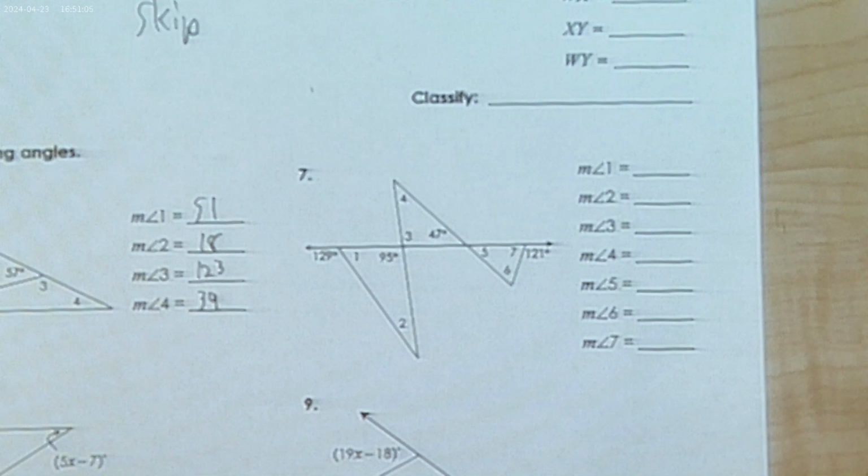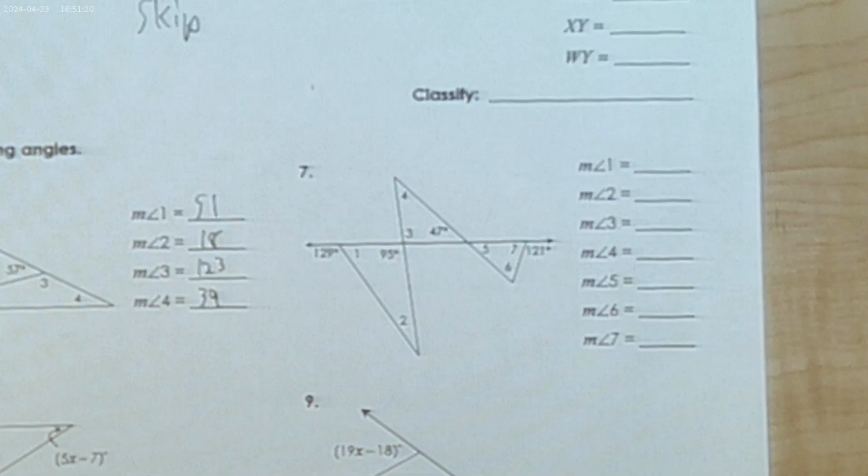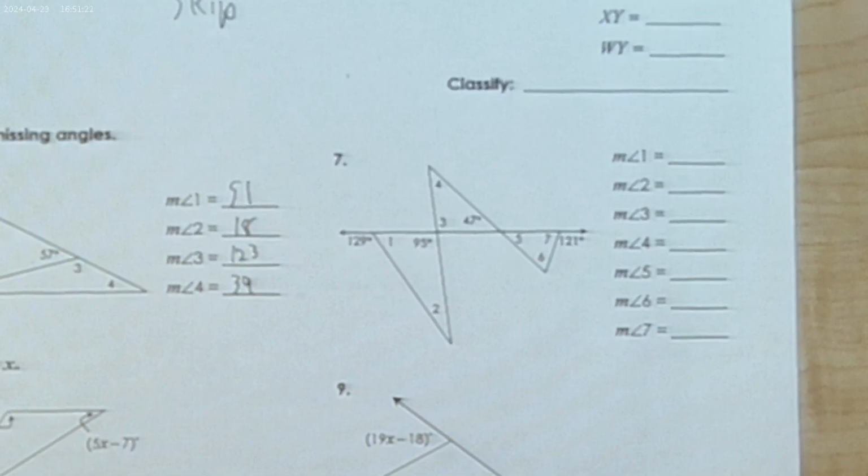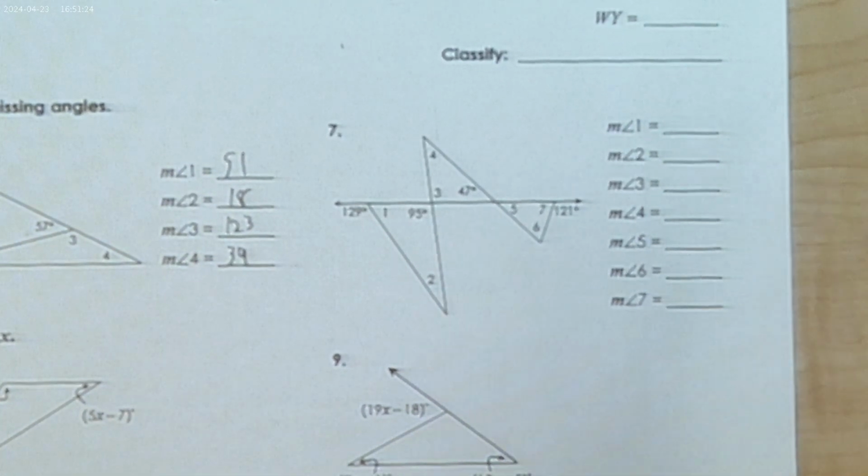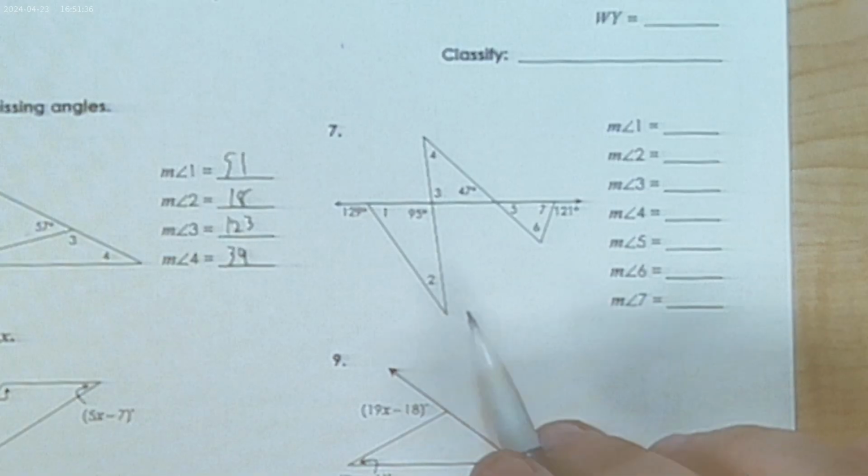Alrighty. So with this one again, I'm going to lay off the supplementary for this one. I'm going to use the external angle theorem instead. Normally I would use the supplementary angle property, find angle 1, but instead I'm going to use the external angle theorem, and I'm going to find number 2 first.